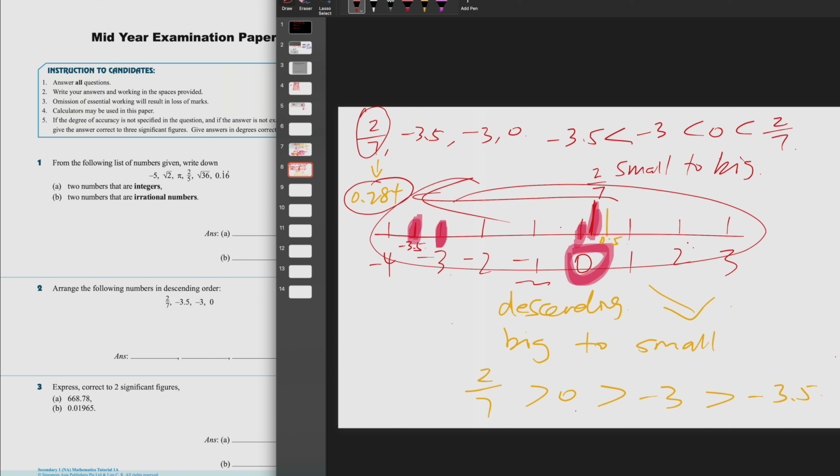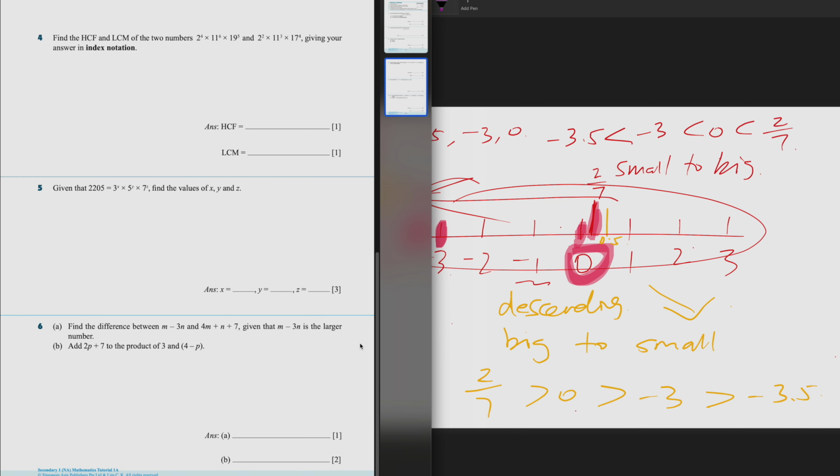Get the numbers onto the number line, then decide for yourself. That's how you solve question 2. So I guess 1 and 2 is the hardest. For the rest of the questions, I will say it's pretty easy already. Yeah, that's it. Thank you.